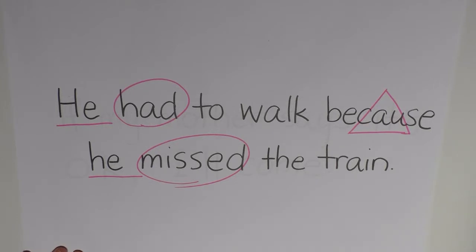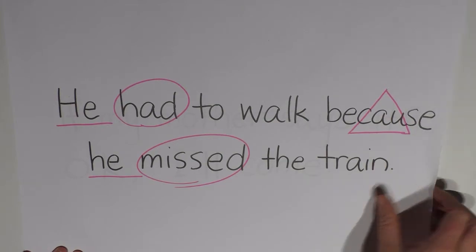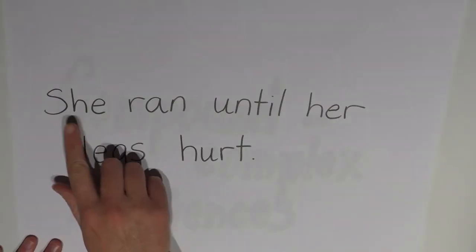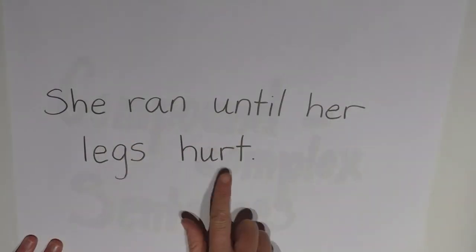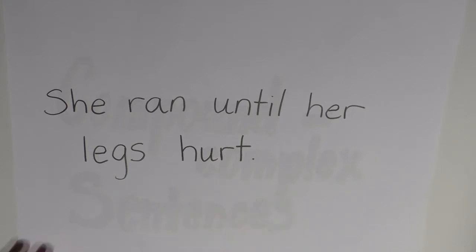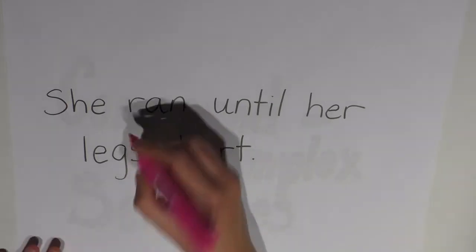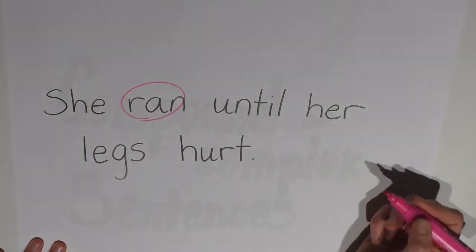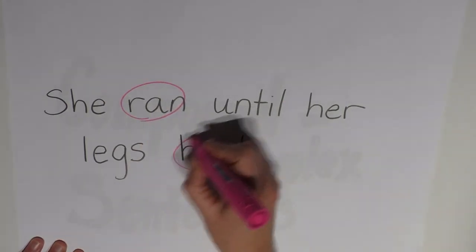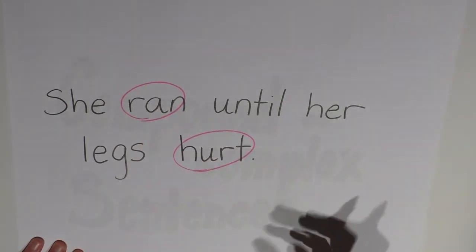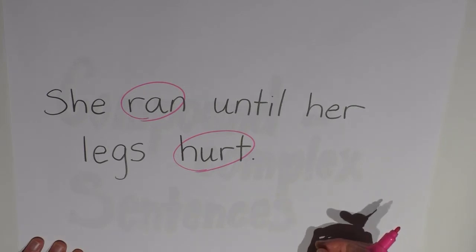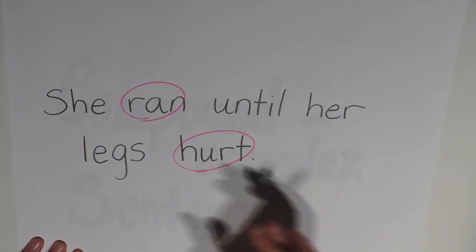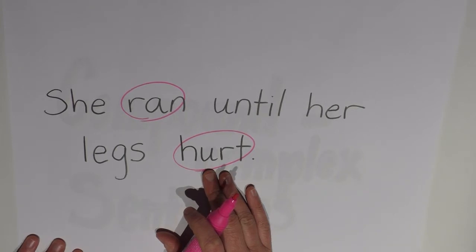All right, let's have a look again at a different complex sentence. She ran until her legs hurt. So step one, we find the verb, of course. So here we are. We have ran as a verb, and is there another one? Yes, there is, which means that even though it's a short, succinct sentence, it's still a complex sentence. And if there's two verbs, we're hoping that there'll also be two subjects. So let's have a look.